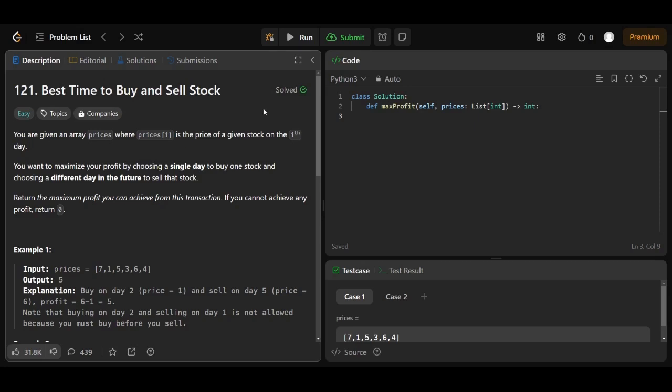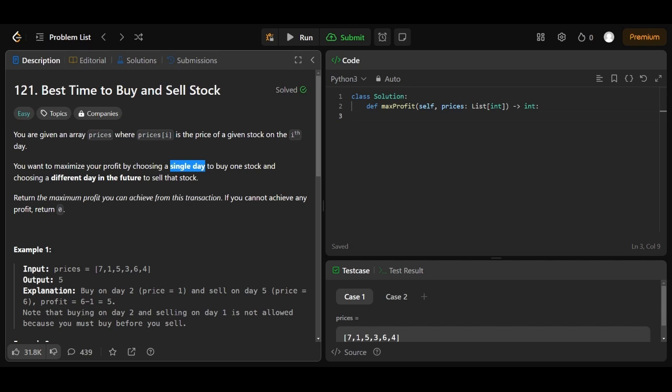Today we'll be solving LeetCode 121, best time to buy and sell a stock. So we're given an array prices where prices at the ith index is the price of a given stock on the ith day. We want to maximize our profit by choosing a single day to buy a stock and then choose a different day and sell the stock. And we want to see what's the biggest profit we can achieve.